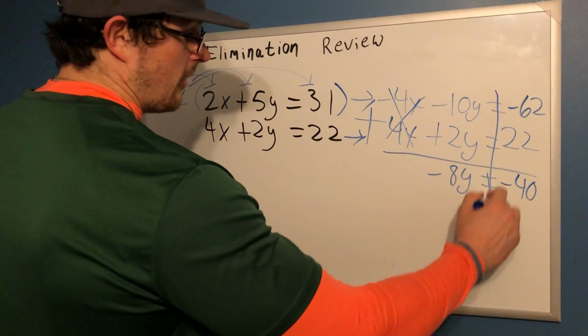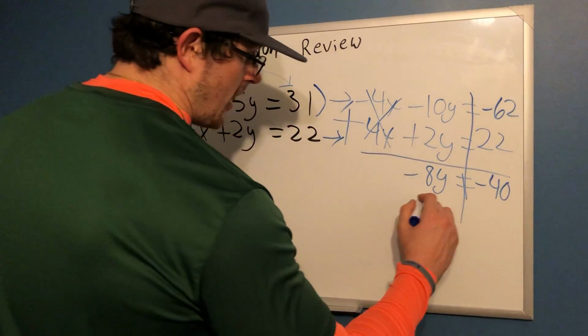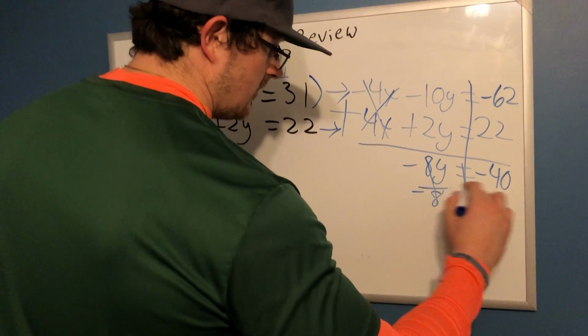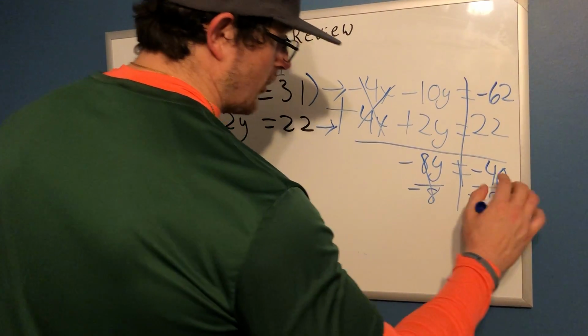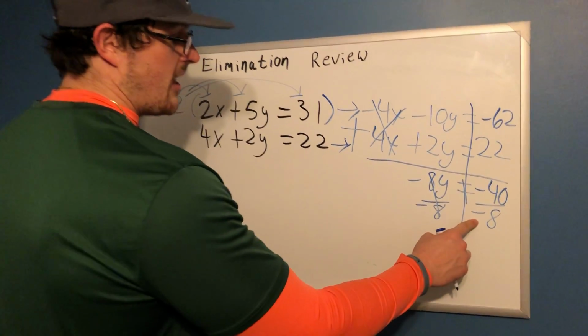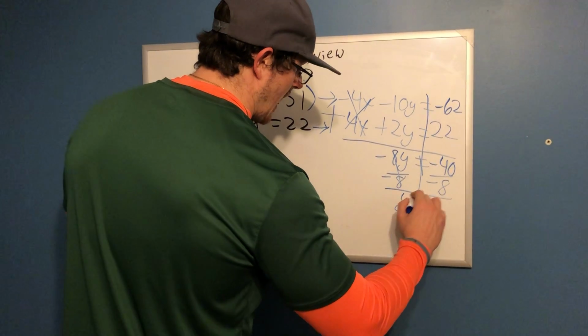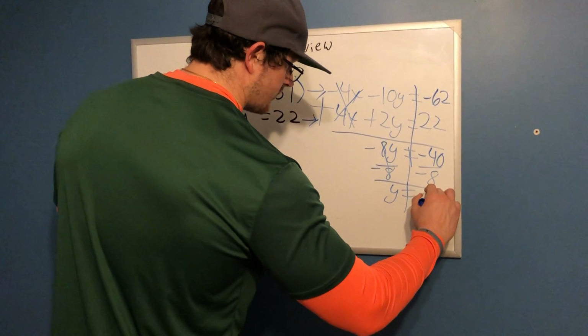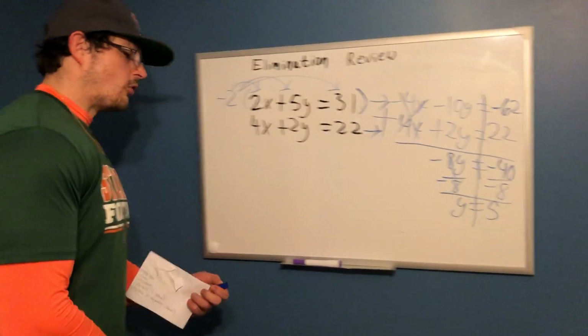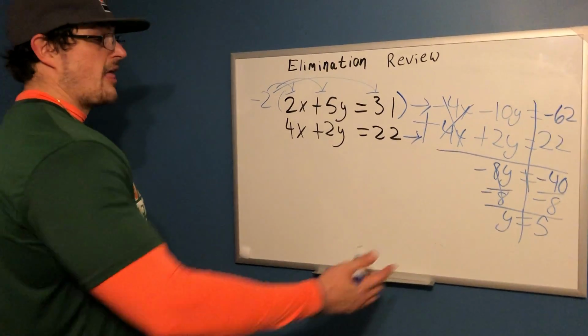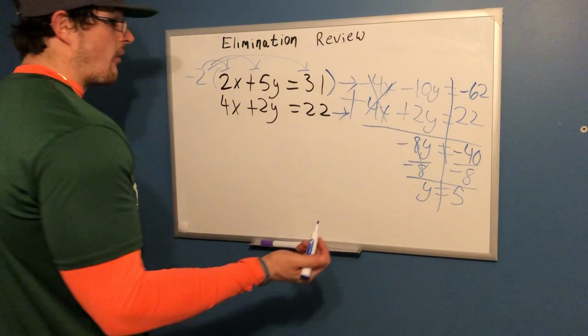So now, remember, last step, how do I split up negative 8 and y? Divide by negative 8. And signs are very important. So negative 40 divided by negative 8, a negative divided by a negative, is going to be a positive. So I know y equals positive 5. Okay, so now what do I do? I've got my y, but I don't have x.